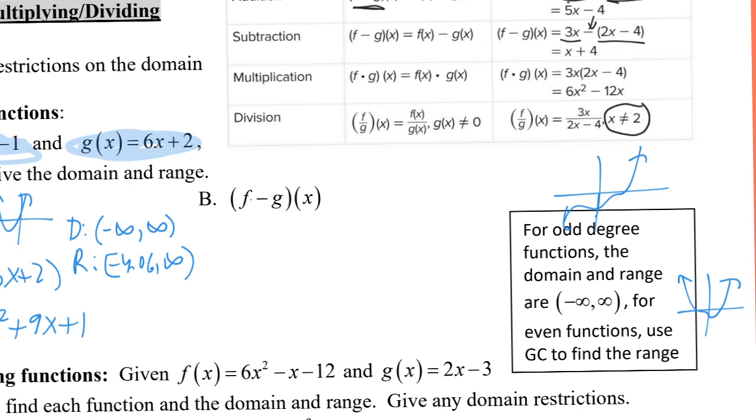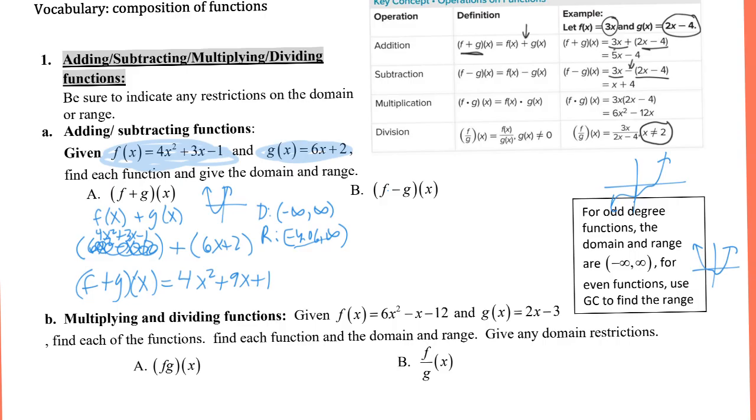And so, remember, odd are pretty easy. You can just write all reals for both domain and range. And so as we're building these, you may or may not need to do the domain and range. So just read the directions and see what they say. This next one says do f subtract g of x.